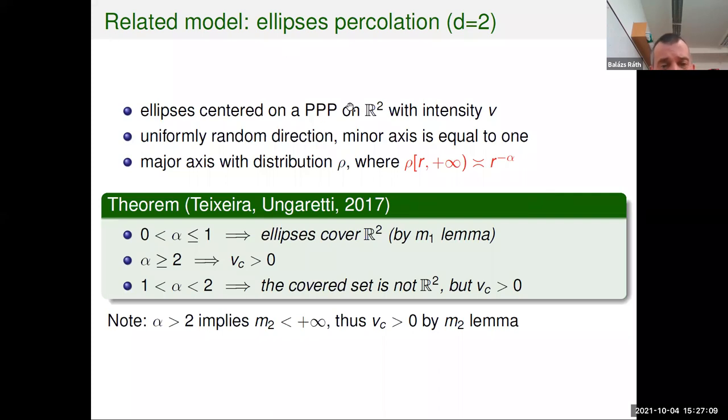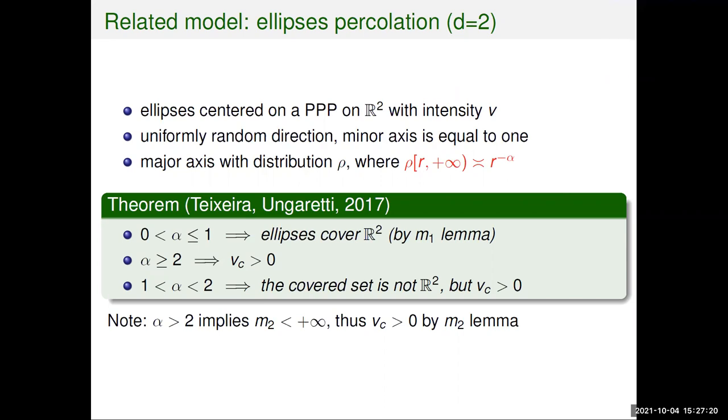In the ellipses model, the direction is uniformly chosen, and in the model that you suggest, in the plane, there are really only two directions, really, four. So I don't know if that makes anything different. But good question anyway. Okay, thanks.